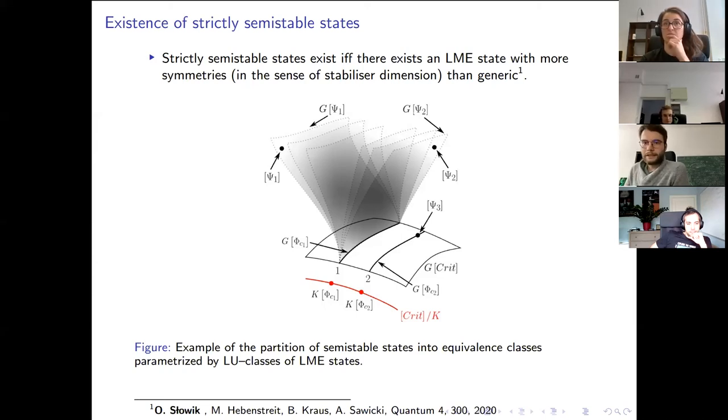We showed that such strictly semi-stable states, which can only be converted to LME states asymptotically, exist if and only if there is some LME state with more symmetries than the generic number of symmetries, in the sense of stabilizer dimension. That means the stabilizer of this state is larger than the stabilizer of that one. In this class, there are no closed orbits.